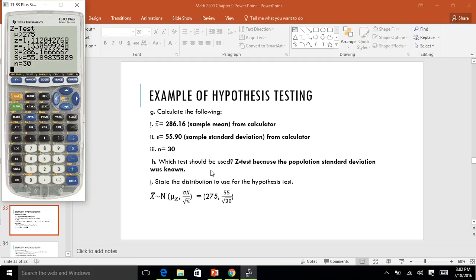And now it says, which test should I use? I need to use a z-test because the population standard deviation was known. The next thing I need to do is state the distribution used for the hypothesis test. So remember, when we state distributions, we write capital X bar tilde capital N, where the population mean, comma, population standard deviation over the square root of n. And all I did is I filled in those values. So here's population mean, population standard deviation over the square root of the sample size.